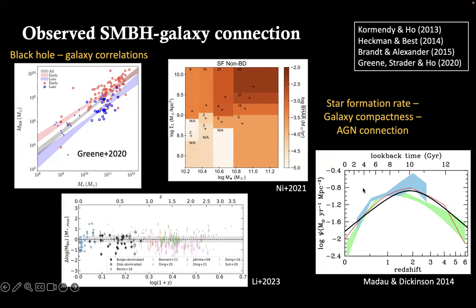But then zooming out to larger volumes in a statistical sense, in the bottom right panel here, we can see that the cosmic star formation history and the black hole growth history in a volume-averaged sense also track each other relatively well. So in this panel, the black line over here corresponds to the cosmic star formation rate density, and then the different colors indicate more like the different estimates of the black hole growth rate per unit volume. So again, both tracking each other fairly well.